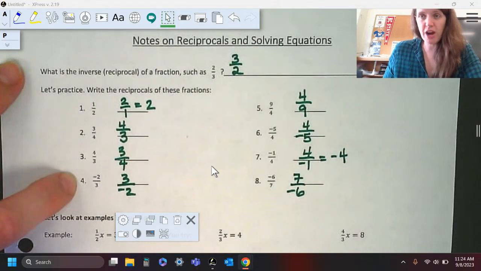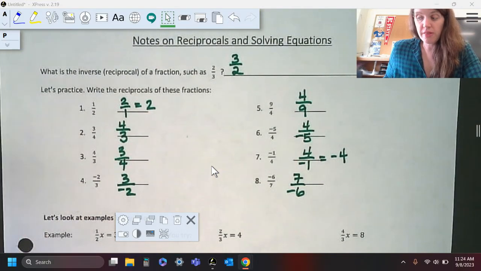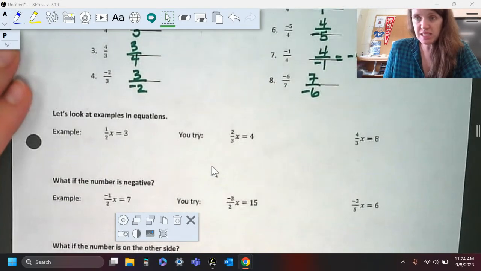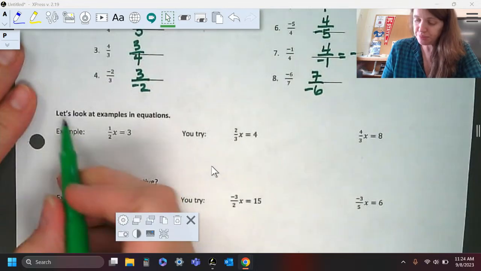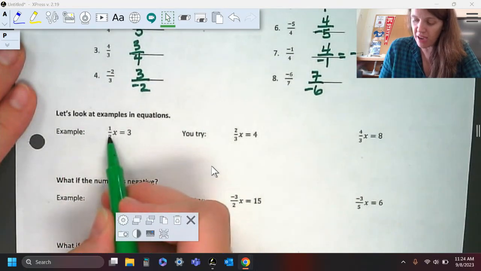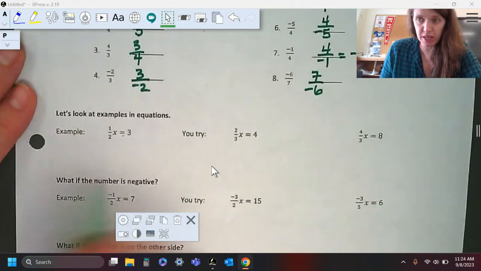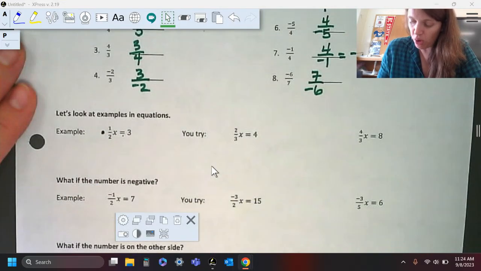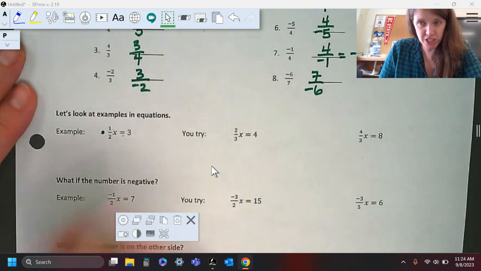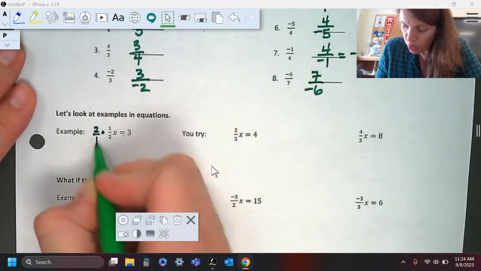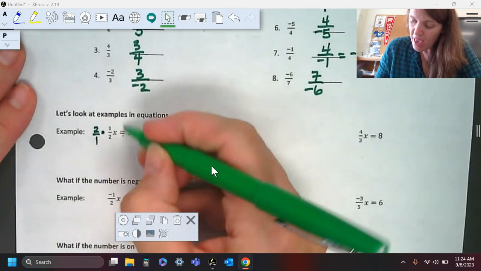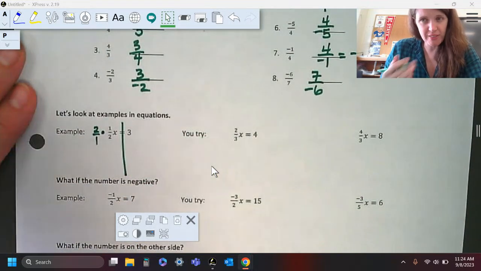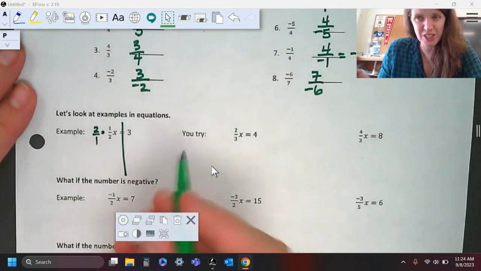So all of these fractions are just the opposite fractions, and we're going to use that just like we used opposites with addition and subtraction, or just like we used opposites with multiply and divide. It's still an opposite operation. So let's look at some examples in equations. I have 1/2 times x equals 3. Well, I have a 1/2. So when I take the opposite fraction, what's going to happen? I'm going to say it's 2 over 1. If I do it on one side of the equation, I have to do it on the other.